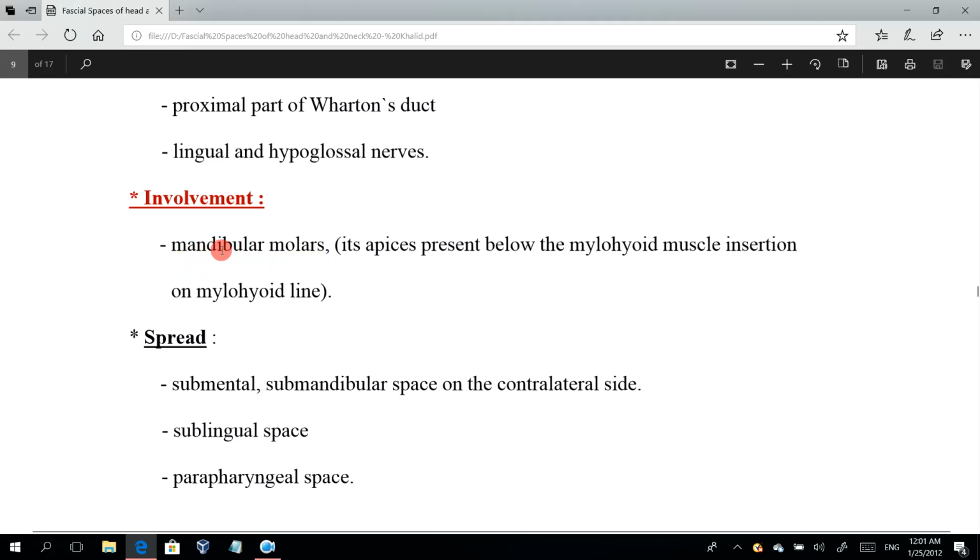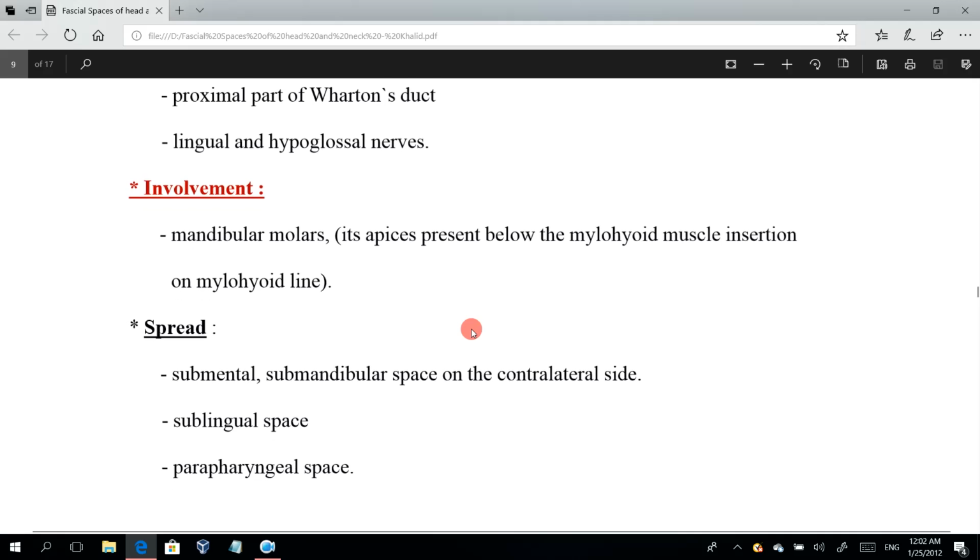This space can be infected by or from the mandibular molars. Why? Because the apices of these mandibular molars present below the mylohyoid muscle insertion on the mylohyoid line. So how did the infection reach this submandibular space? Infection reached through the mandibular molars, because their apices are below the mylohyoid muscle insertion on the mylohyoid line.